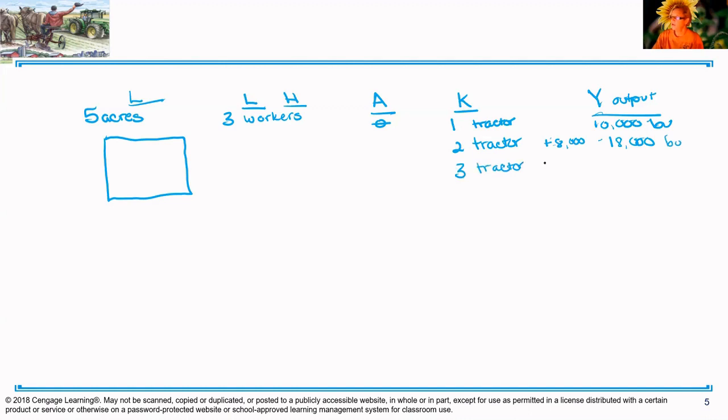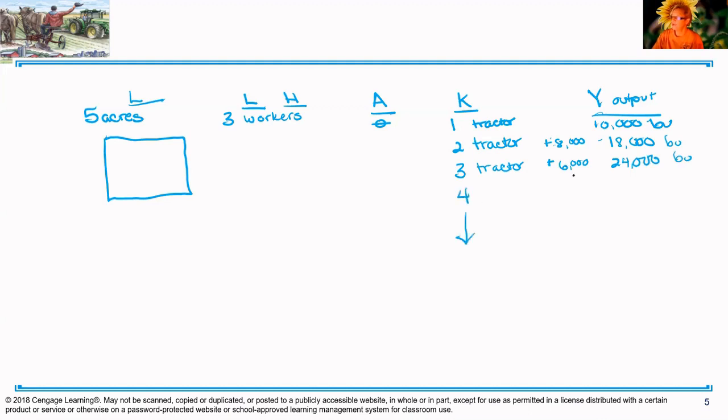And again, I know that it's going to increase, but it's going to be increasing less than 8,000 because it takes even more time to coordinate the effort. So maybe 6,000. So that's what, 24,000 bushels. Then I'm going to add a 4th tractor and so on.